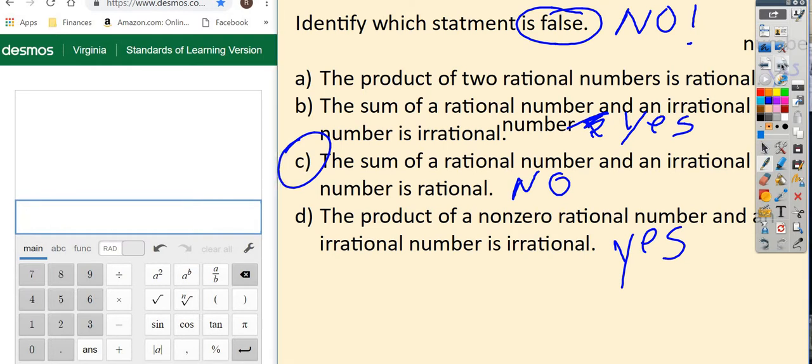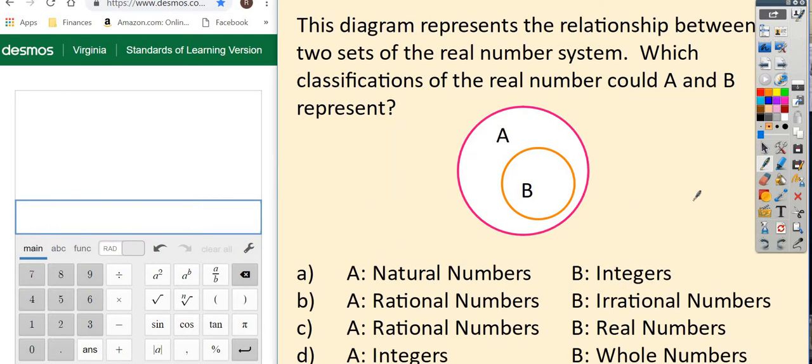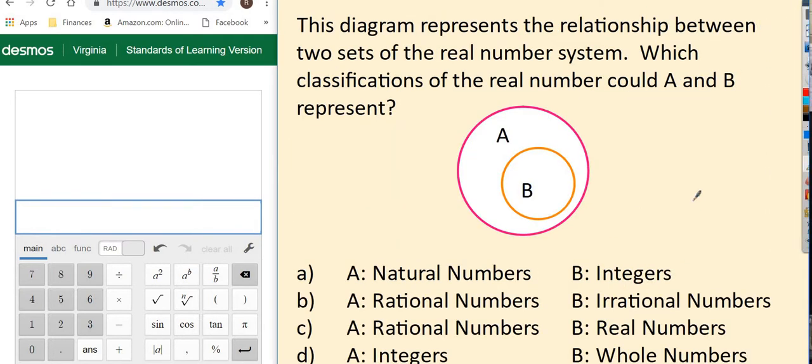If you don't know the answer, use a calculator, figure it out. All right, here we go. This diagram represents the relationship between two sets of real number systems. Which classification of the real number could A and B represent?